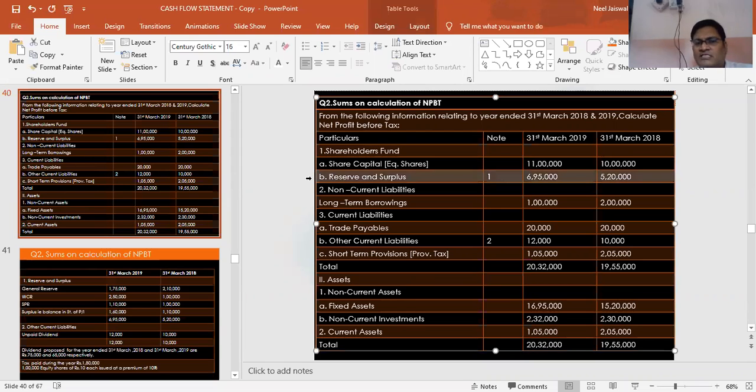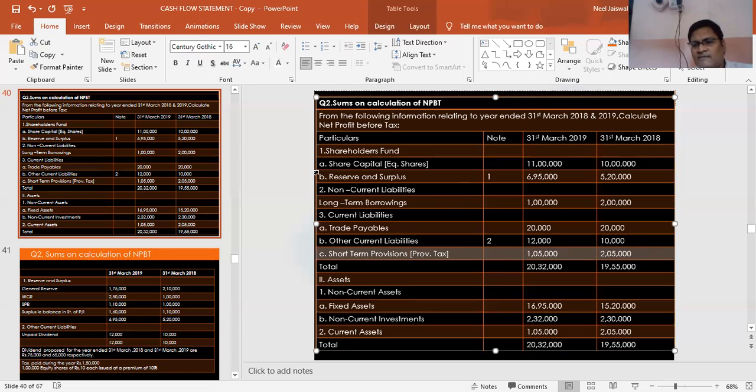So we have to see reserves and surplus, and as already told, we also have to see other current liabilities. There is a note. We may also have to see the short-term provisions. So these three items only need to be seen, nothing else. Short-term provisions means provision for tax, for 31st March 2019 and 31st March 2018. You know that the current year's provision we have to add.